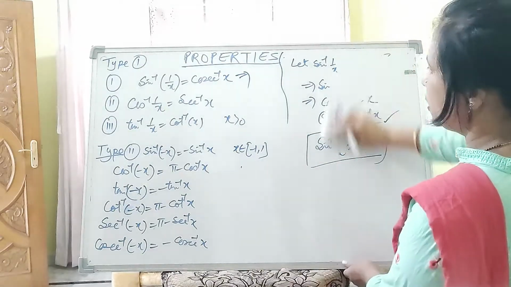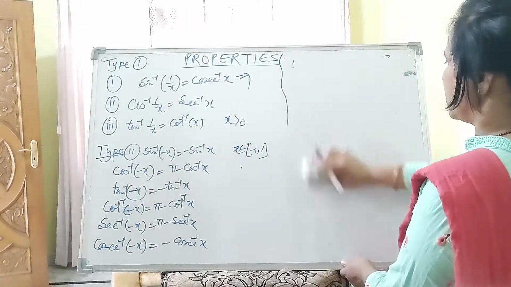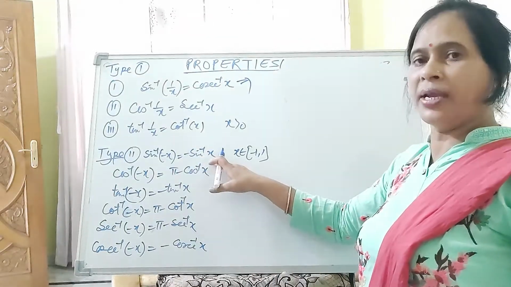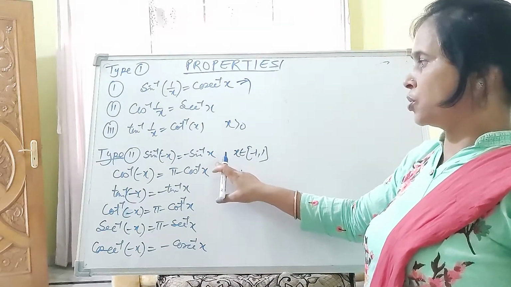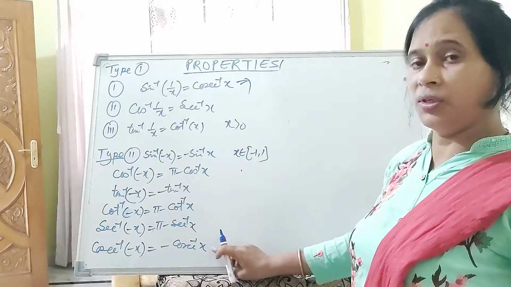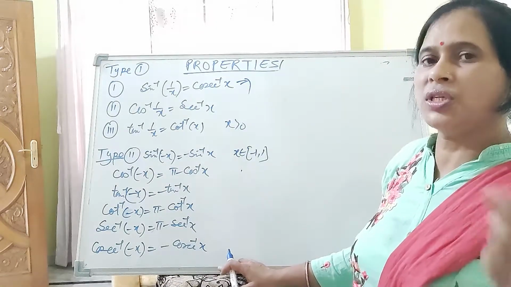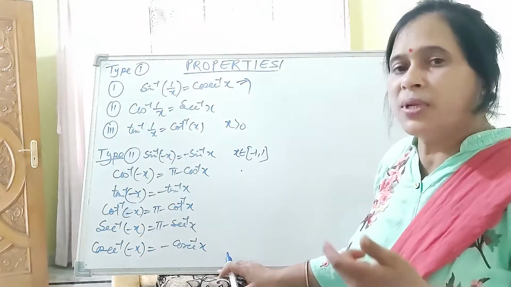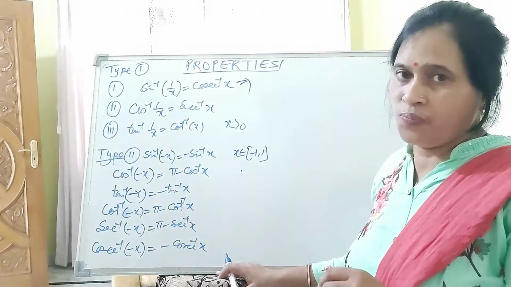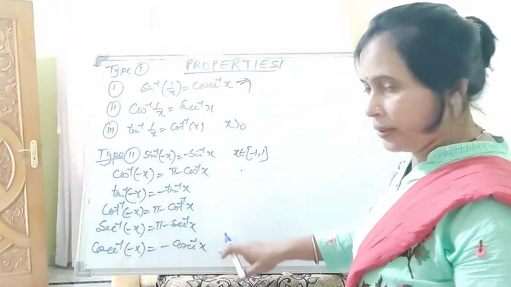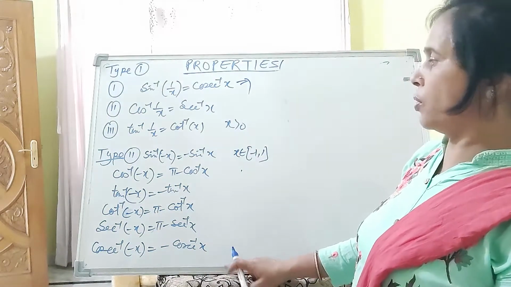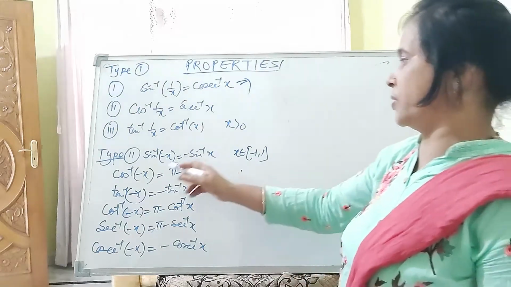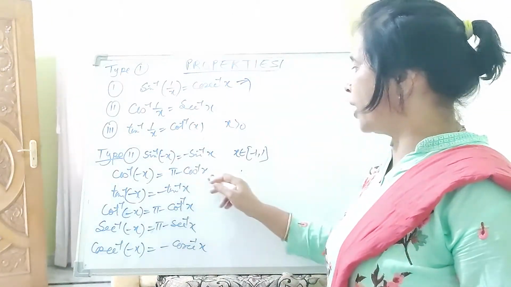Now, if I come to the second type, the second type properties are again very important. Sine inverse minus x is equal to minus sine inverse x. This we will use even in differentiation. Many times we use this kind of property in integrations and other places also. So in many places inverse trigonometry is very important. So understand this and always remember all these. Sine inverse minus x is minus sine inverse x. See how important this is. Cos inverse minus x is pi minus cos inverse x.